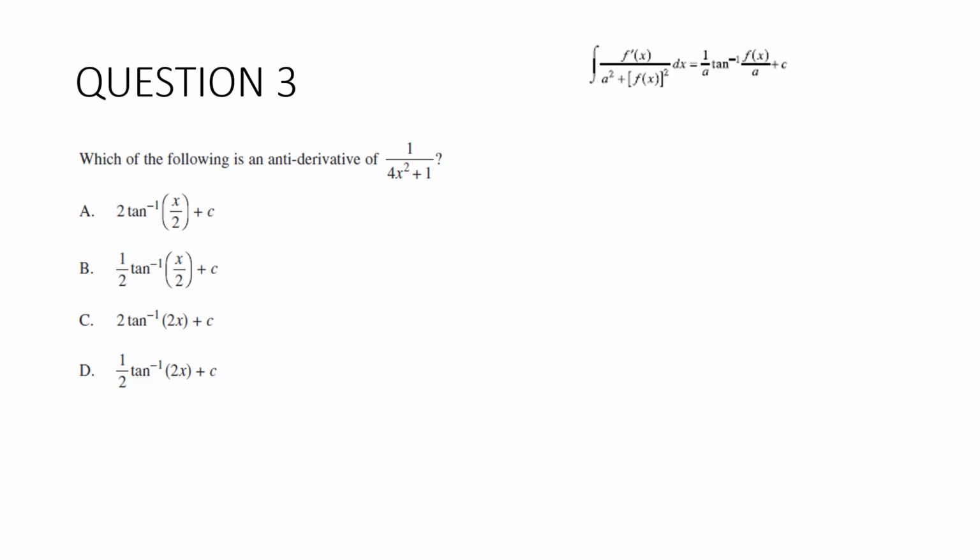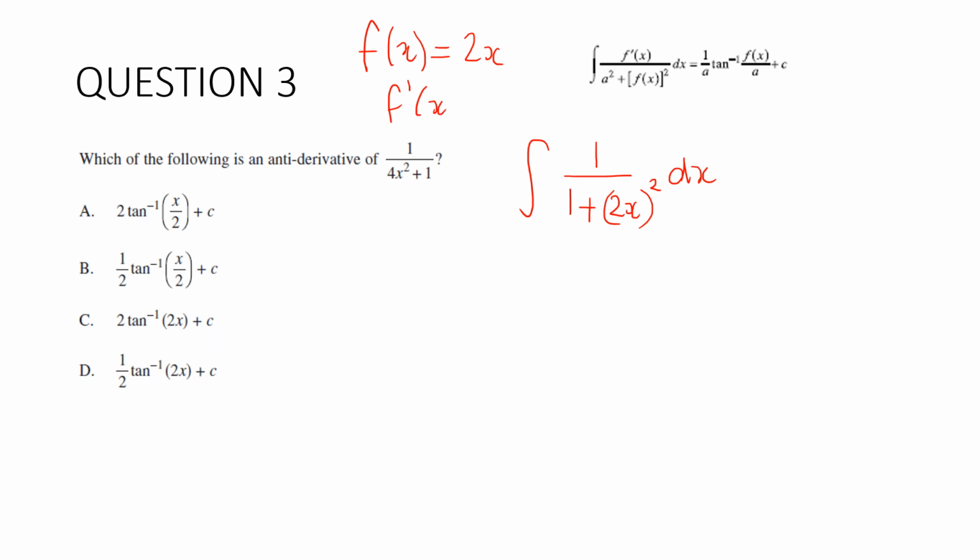Question 3. Which of the following is an antiderivative of 1 on 4x squared plus 1? Alright, so using our formula, we've got 1 over, I'm just going to turn it around, 1 plus 2x all squared dx. So f of x, in terms of our formula, is going to be equal to 2x, and f dashed of x is equal to 2. So we want a 2 on top, so I'm going to adjust by putting a half at the front. So it's equal to a half times, now I'm following this, 1 over a is 1, inverse tan, f of x is 2x over a plus c.